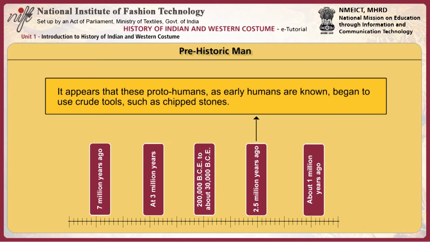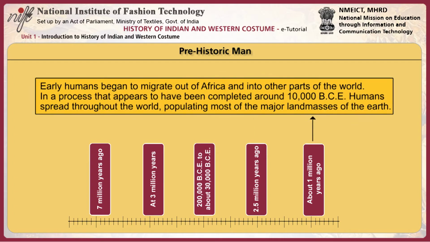It appears that these proto-humans, as early humans are known, began to use crude tools. Early humans began to migrate out of Africa and into other parts of the world, in a process that appears to have been completed around 10,000 BCE. Humans spread throughout the world, populating most of the major landmasses of the earth.